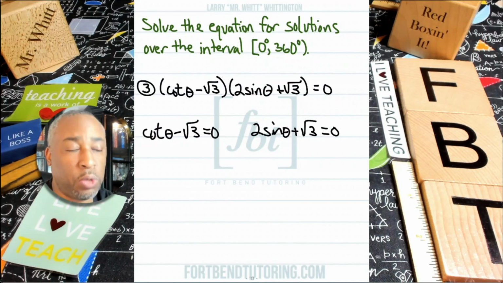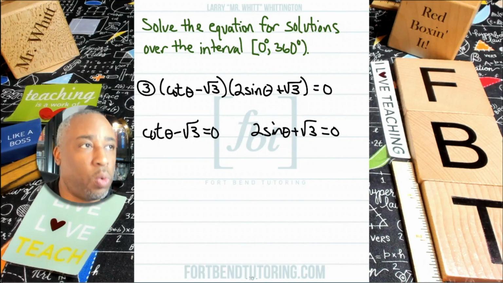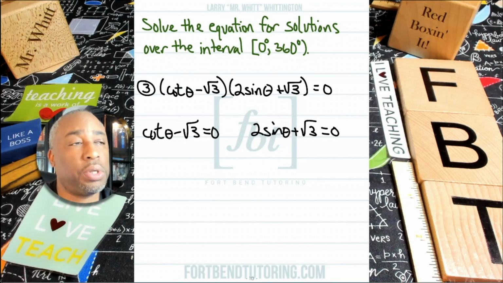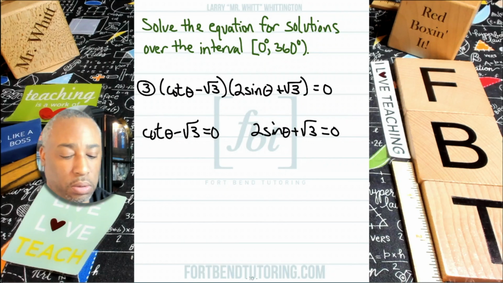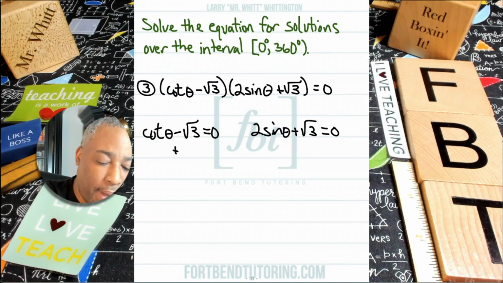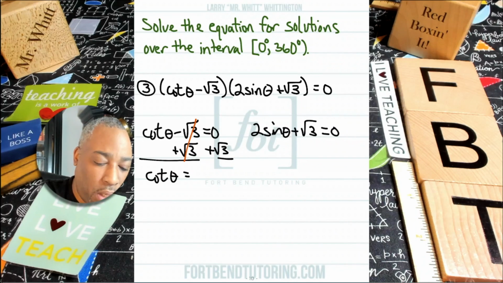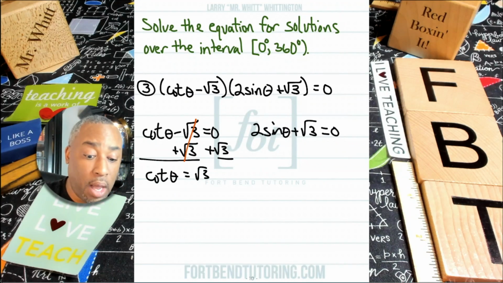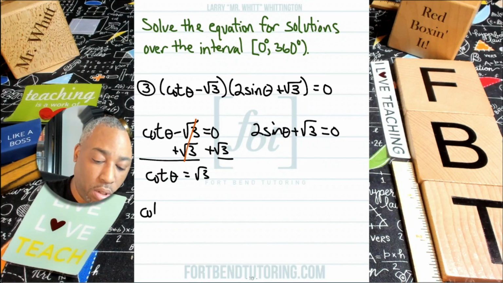So with this new setup, we're going to solve for each of the individual equations, keeping in mind that our solutions are going to fall within the unit circle from 0 degrees to 360 degrees. So in the first equation, I'm adding square root of 3 to both sides of the equation, like so. The square root of 3's cancel out. We're bringing down cotangent theta equals the square root of 3. And now we'll use the arc cotangent to isolate our variable theta.